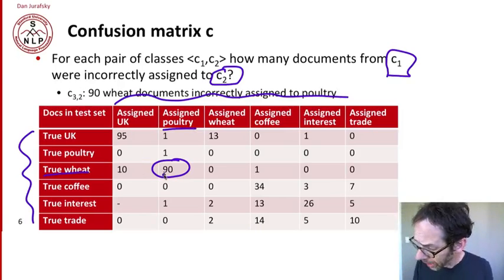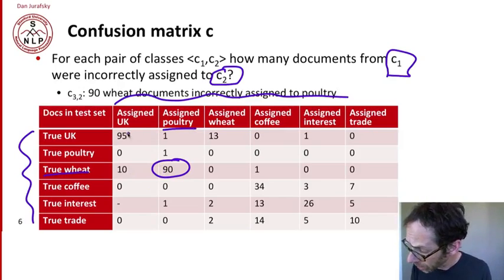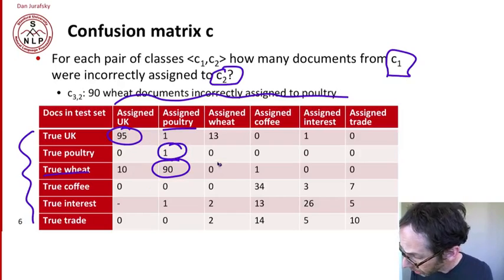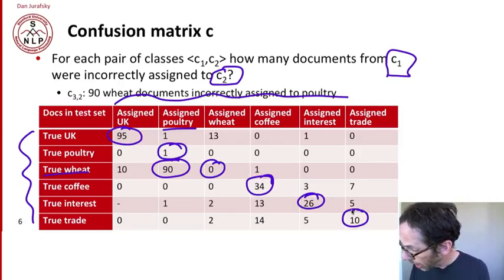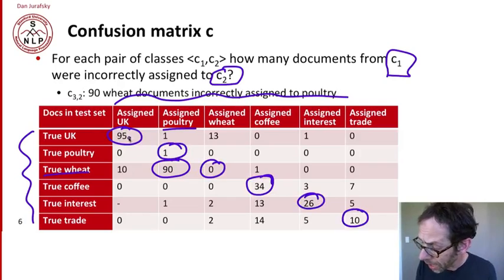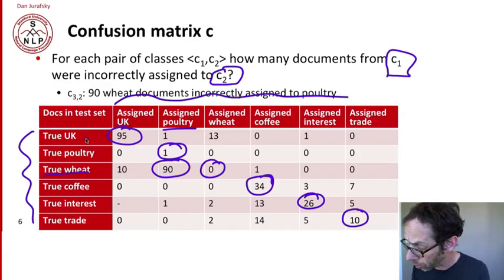Each cell of the confusion matrix tells us how many documents of each class were classified in the other class, and that means that the diagonals of this confusion matrix give us the correct classifications. Here, 95 documents that we said were about the UK are in fact about the UK, and no documents that we said were about wheat are actually about wheat.